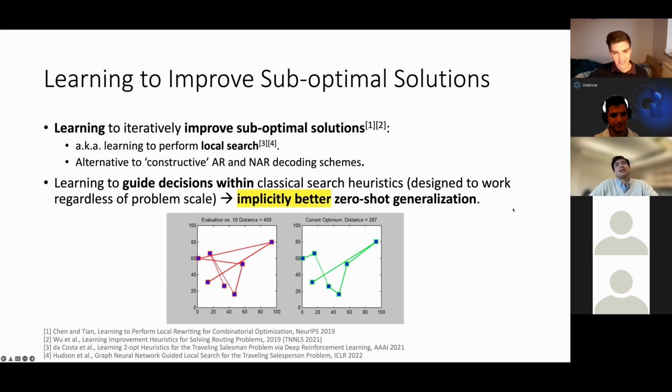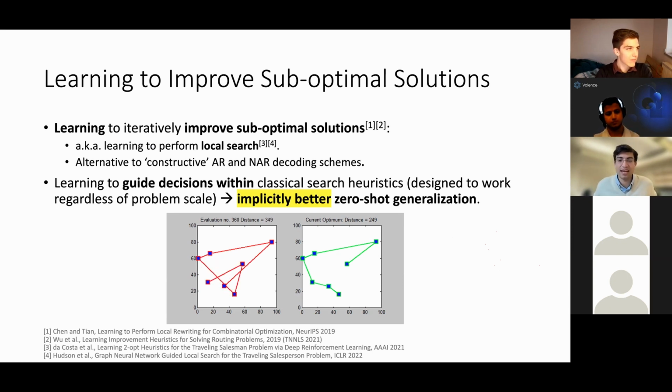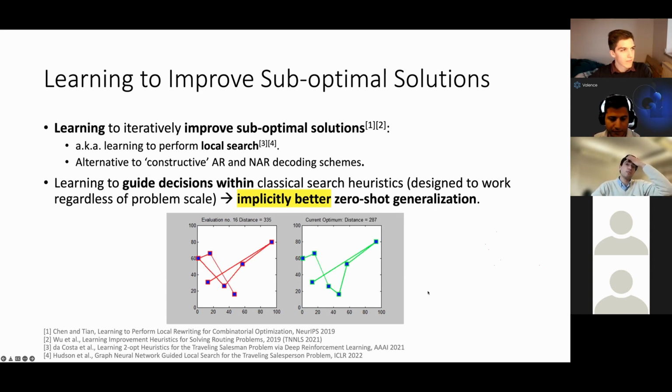Right. So another interesting approach is coming really as an alternative to the previous approaches, where previously we were learning to construct. Another approach is learning to iteratively improve solutions. This is actually how most classical solvers are designed. They're designed to iteratively improve certain solutions, and they also come up with some theoretical guarantees based on that. Another way to look at it is that you're learning to perform local search.